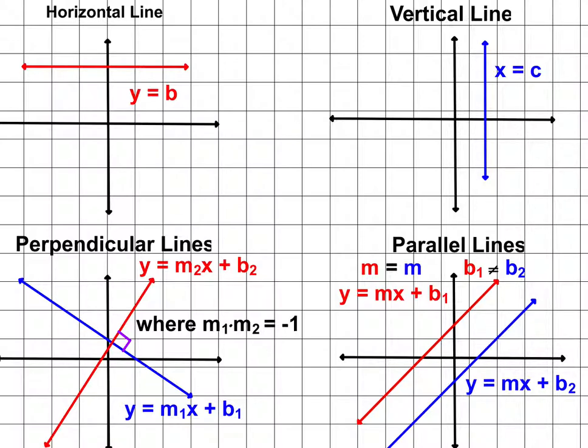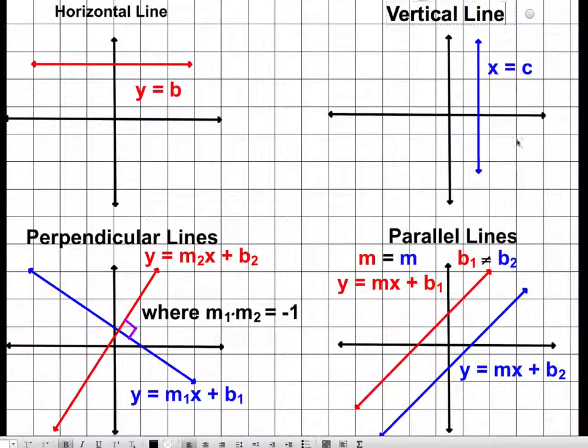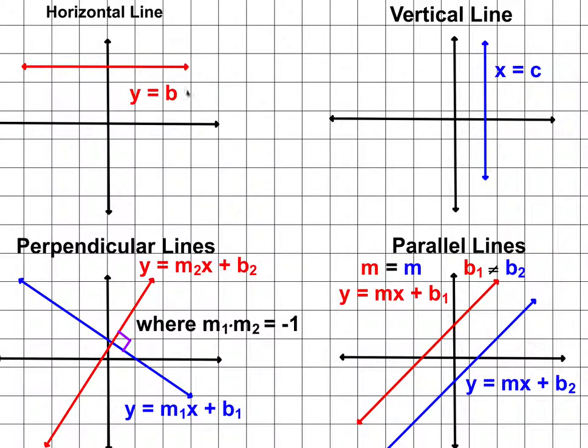Alright, let's talk about some different types of lines. Vertical line. I'm not sure why it was doing that, but a horizontal line is written in the form y equals something. So if I wrote the line y equals negative 1, I would come down negative 1 and I would graph a horizontal line. It doesn't matter what the x value is.